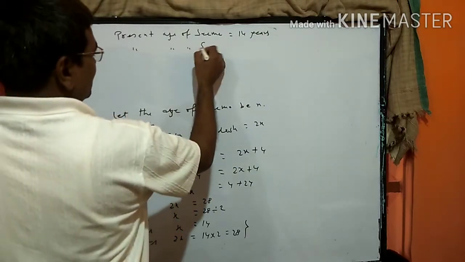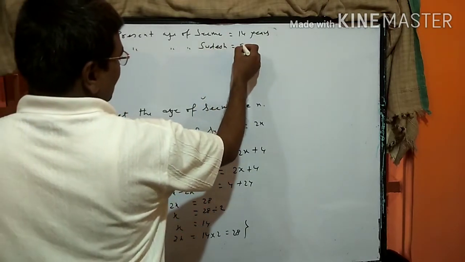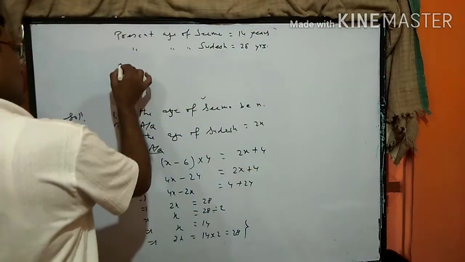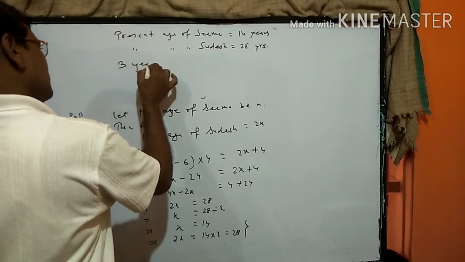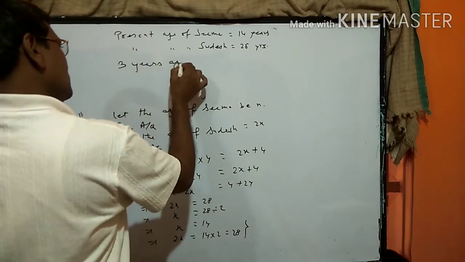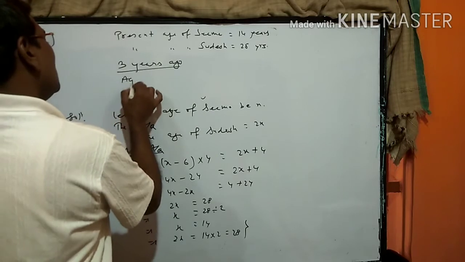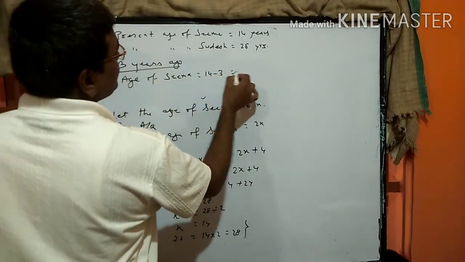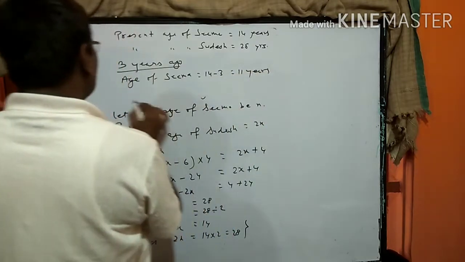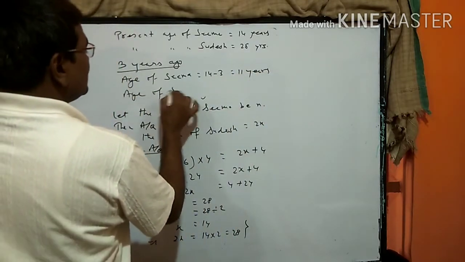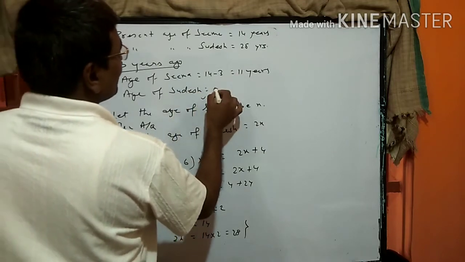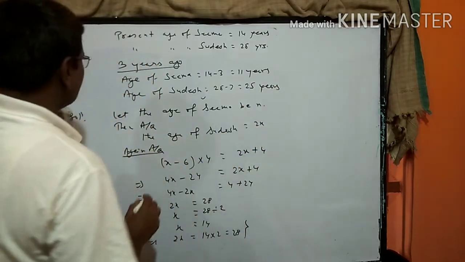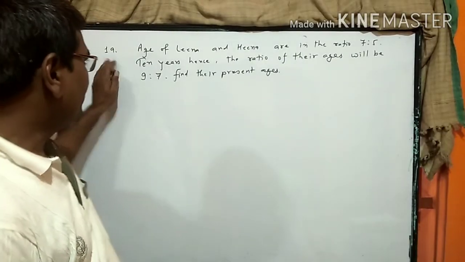Present age of Sudesh, 28 years. 3 years ago, age of Seema, 14 minus 3, 11 years. Age of Sudesh, 28 minus 3, 25 years.